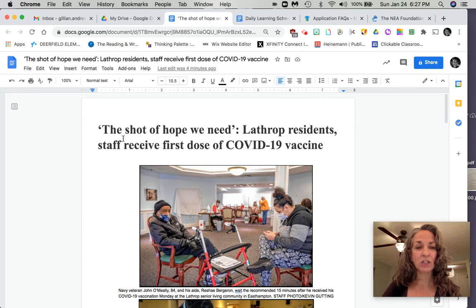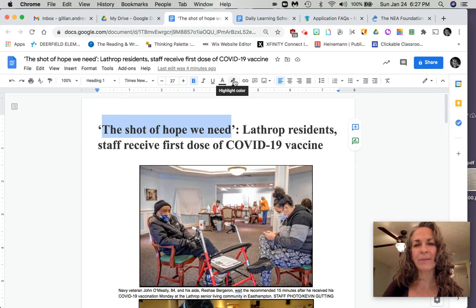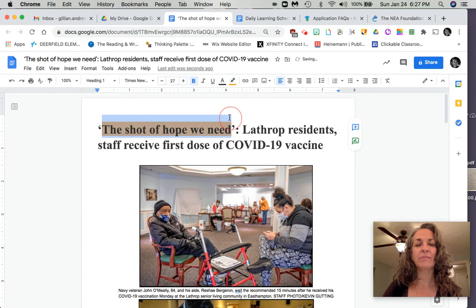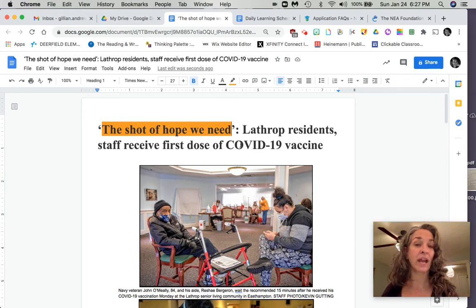So the first thing I'm going to do is look at the title, The Shot of Hope We Need. Okay, when I think about it, that's sort of the what, right? So I'm actually going to highlight that in bright orange, and I'm going to make sure that all of the whats get highlighted in orange. Okay, so you can see where I'm going. I'm thinking about the who, what, when, where, and I'm going to use different colors to code my article. All right, so I'm going to keep going.